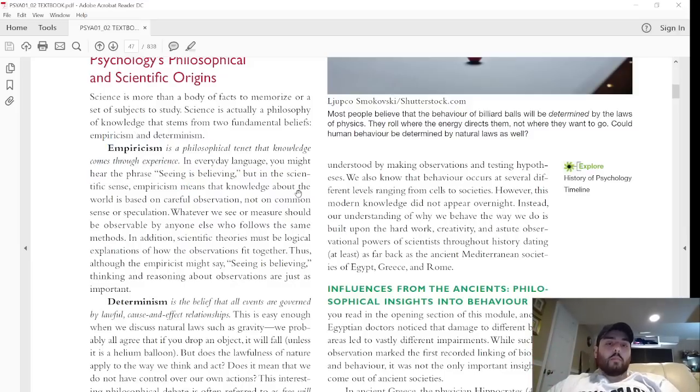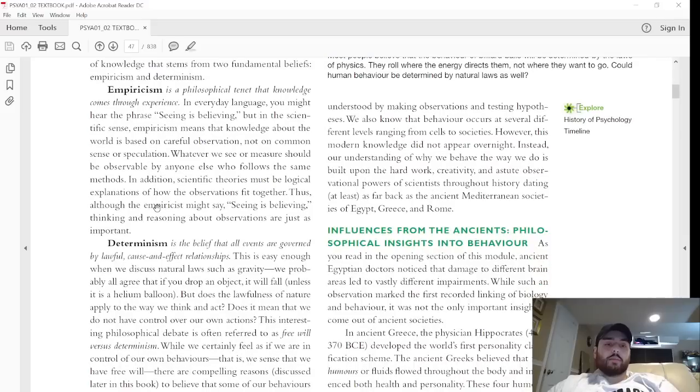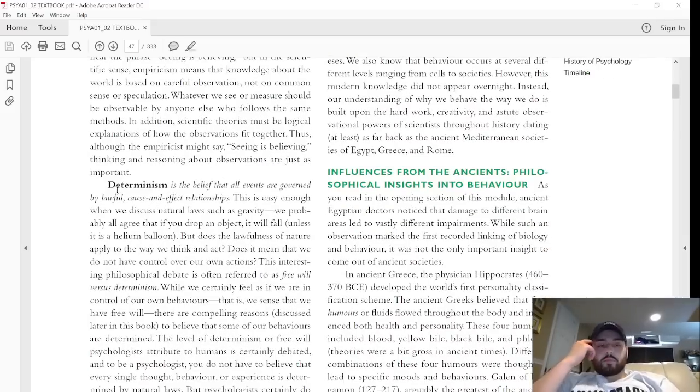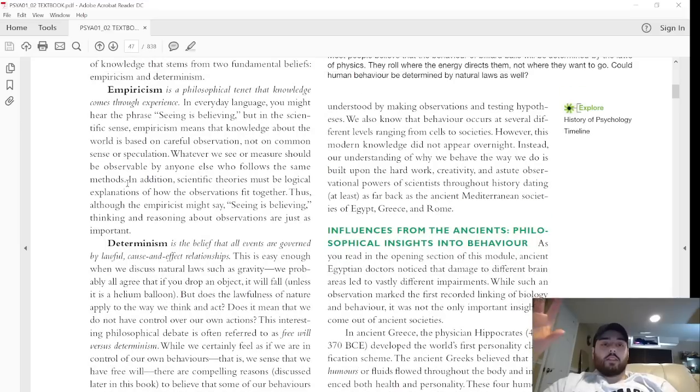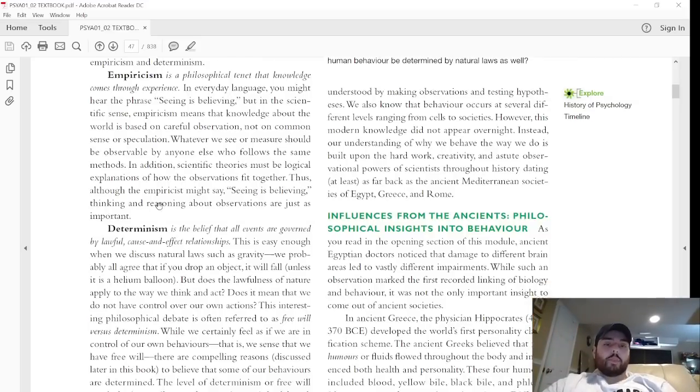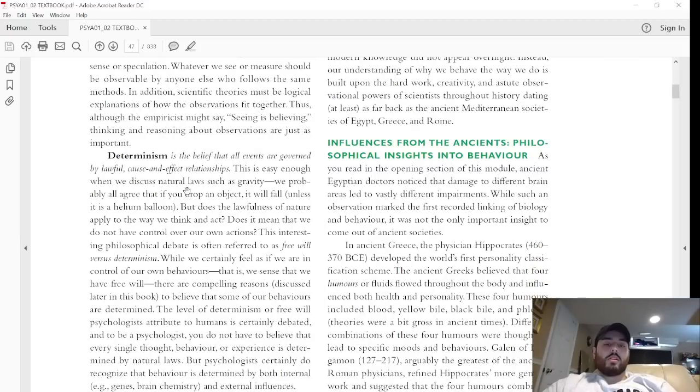So seeing is believing. But in the scientific sense, empiricism means that knowledge about the world is based on careful observation, not on common sense or speculation, right? Versus determinism. Determinism is the belief that all events are governed by lawful cause and effect relationships. Empiricism and determinism, very, very easy terms to understand and remember, easy concepts. So determinism, right, is that all your events are governed by cause and effect. What we do now determines what happens later. Simple, right?